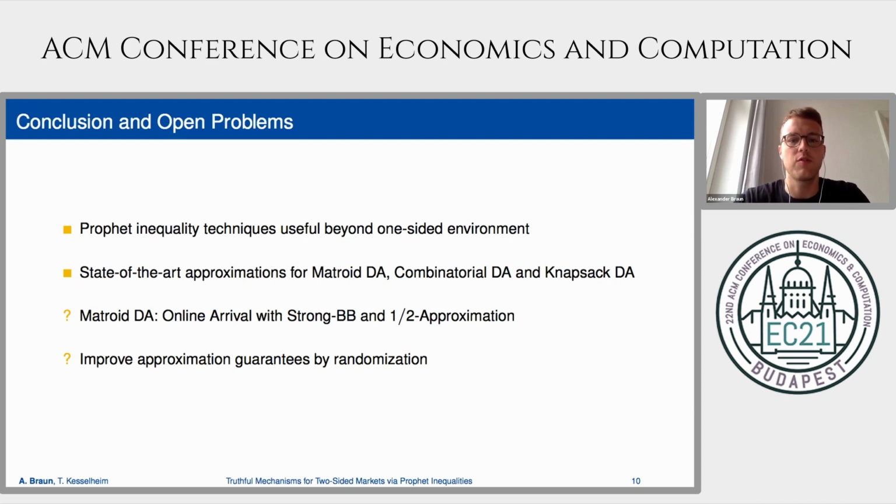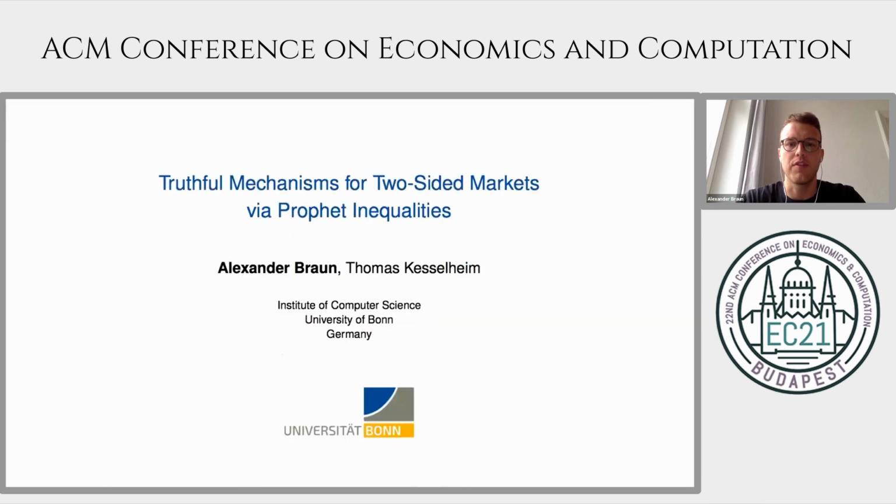Or as another question for future research, we have seen that using that quantile approach, you can get a 1-1/e approximation by using a randomized quantile instead of a deterministic one. So could we also, by the approach of profit inequality techniques, improve the approximation guarantees for, let's say, bilateral trade, or for matrix double auctions, or knapsack double auctions, or whatever, by using randomization instead of our deterministic prices?